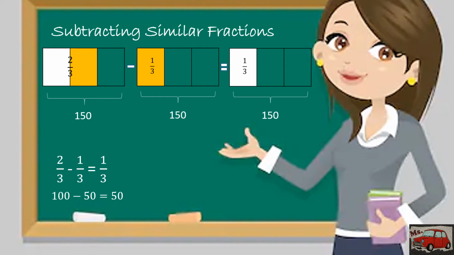So, kung ima-minus mo yung value nila, 2/3 is equivalent to 100, and then 1/3 of 150 is 50. So, 100 minus 50, that is 50, and which is 1/3 of 150.